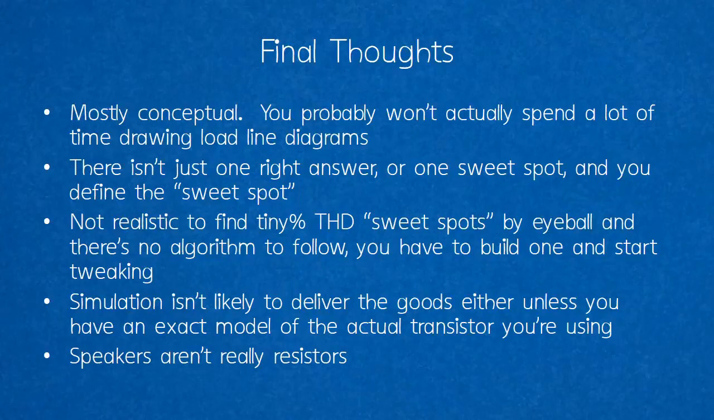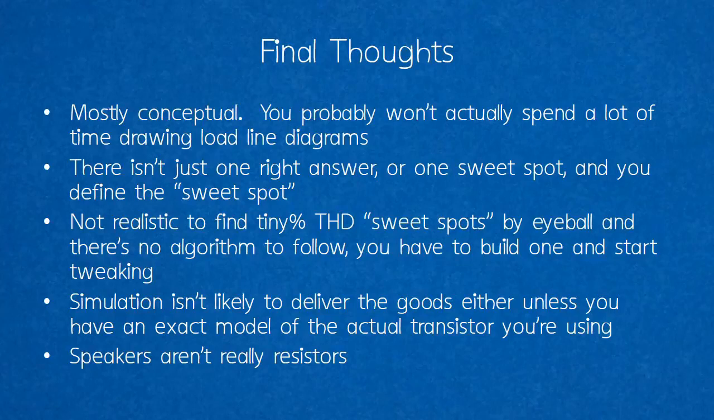Simulation isn't likely to deliver the goods either, unless you have an exact model of the actual transistor you're using. That is to say that the results aren't going to agree exactly, and load line cancellation can be a very subtle thing. And when you're talking about distortion in the parts per million, it's unlikely that you're going to get exact results. On the other hand, it certainly can help you understand conceptually what's happening with cancellation. So I'm not saying you shouldn't simulate. Just understand that if you get to 0.001% distortion in your simulation, that might not translate to the real world.